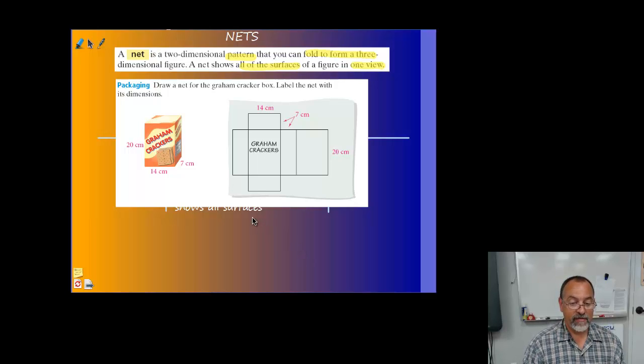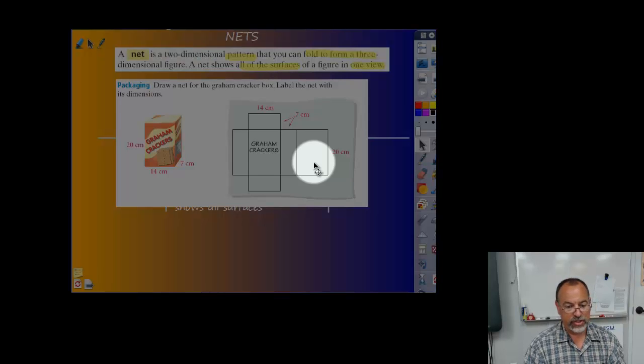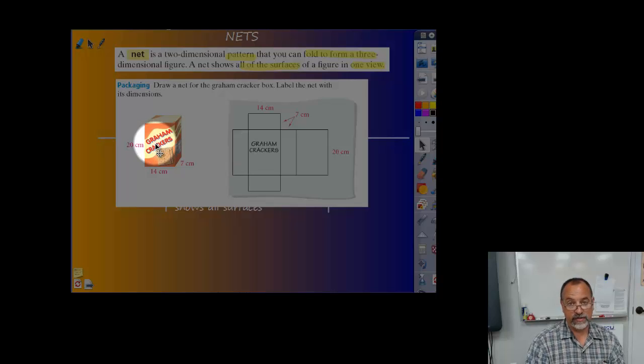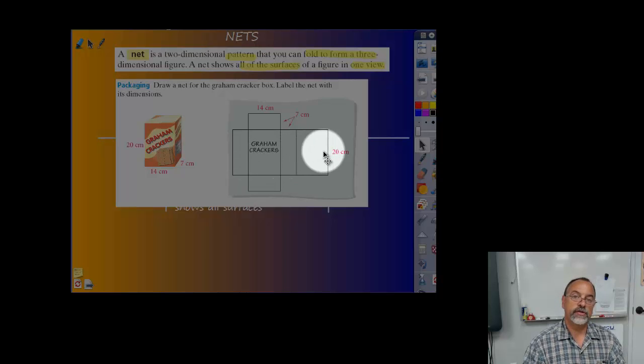Anyway, so here we have a picture of a net. Okay, so that's what a net does. It shows all of the surfaces. You see that a box has 6 surfaces: front, back, right, left, top, bottom, 6. You'll notice that in the diagram you have 6 surfaces. One here, one here, one here, one here, one here, one here. So you can see all of the surfaces in one view.